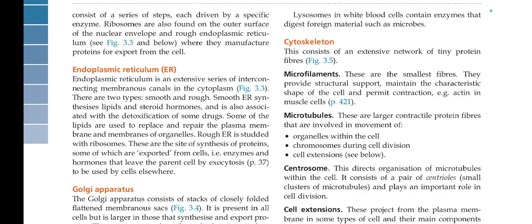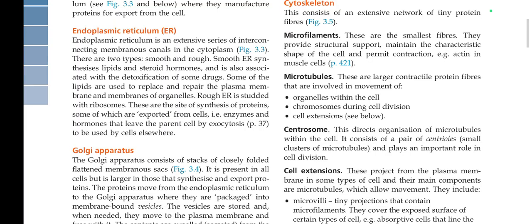Cytoskeleton. The cytoskeleton consists of an extensive network of tiny protein fibers, microfilaments. These are the smallest fibers. They provide structural support, maintain the characteristic shape of the cell, and permit contraction. Example, actin in muscle cells.